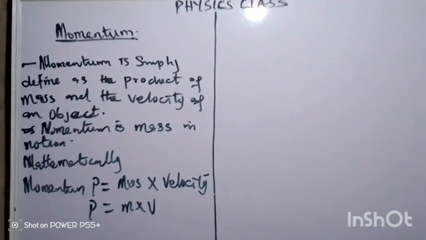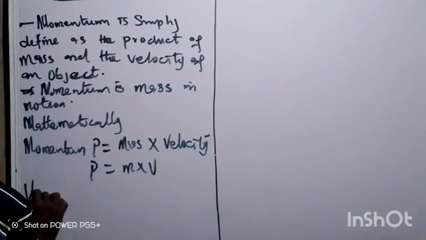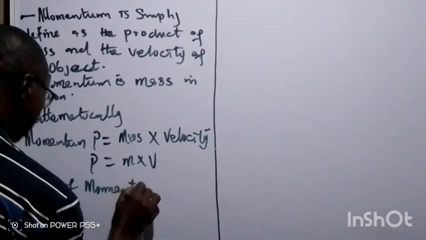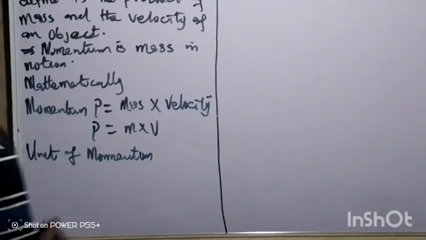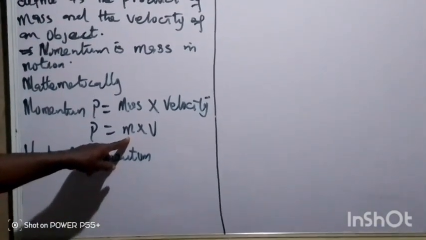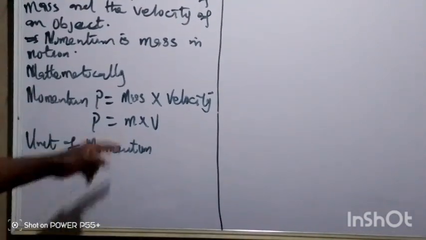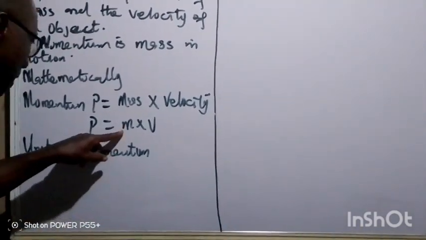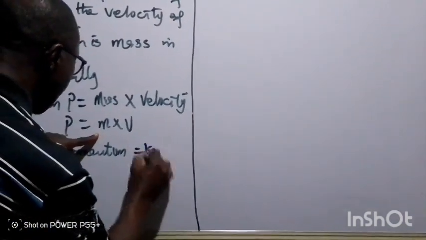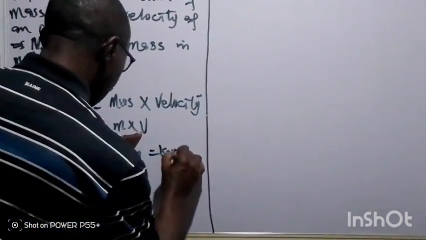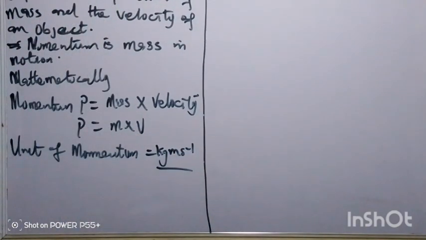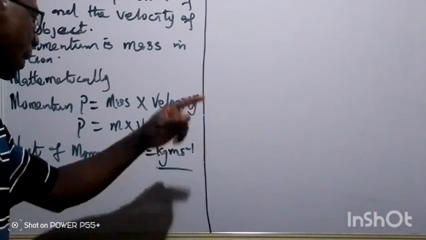So from there, we can now say the unit of momentum. Don't forget, from one of our lessons, we discussed at length how to derive the unit of each quantity in physics. So from here, the unit of momentum will be, for mass is kilogram, for velocity is meter per second. So it means the unit of momentum is kilogram meter per second.